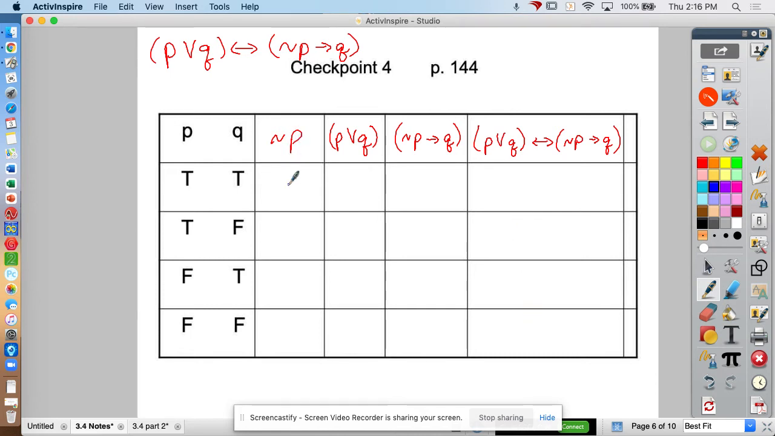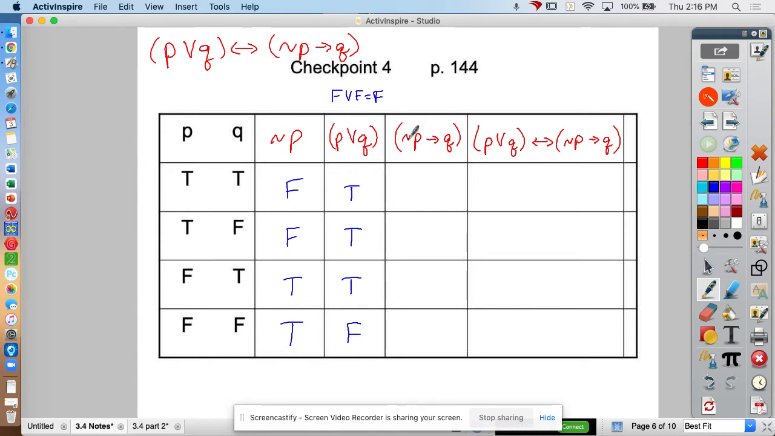All right, so negation of P is going to be the opposite here. So false, false, true, true. P or Q says false or false makes false. So I'm looking for these two to both be false right here, which makes that one false. Everything else will be true.